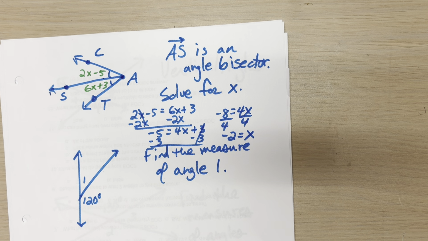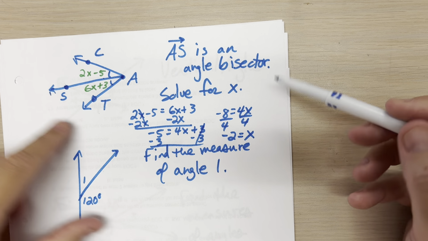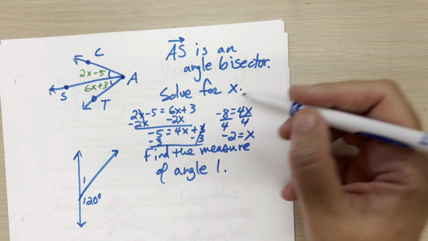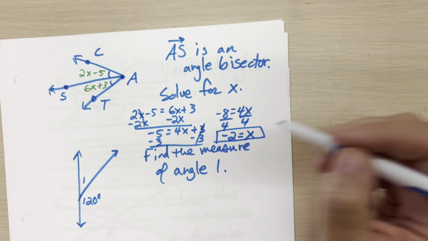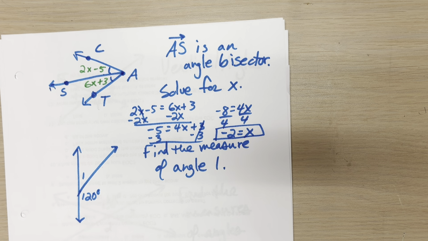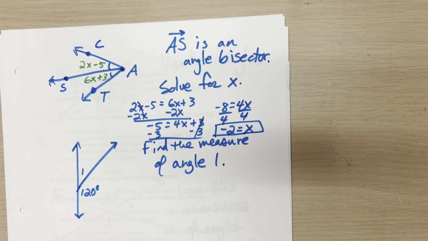Okay, this is kind of a weird one because if I were to put that negative 2 in here, I'm going to get a negative angle measure, which doesn't make sense. So can I solve for x? Yeah. Is it a really valid solution? In this case, not really, but that's okay. At least you get the idea of how to work one of these.